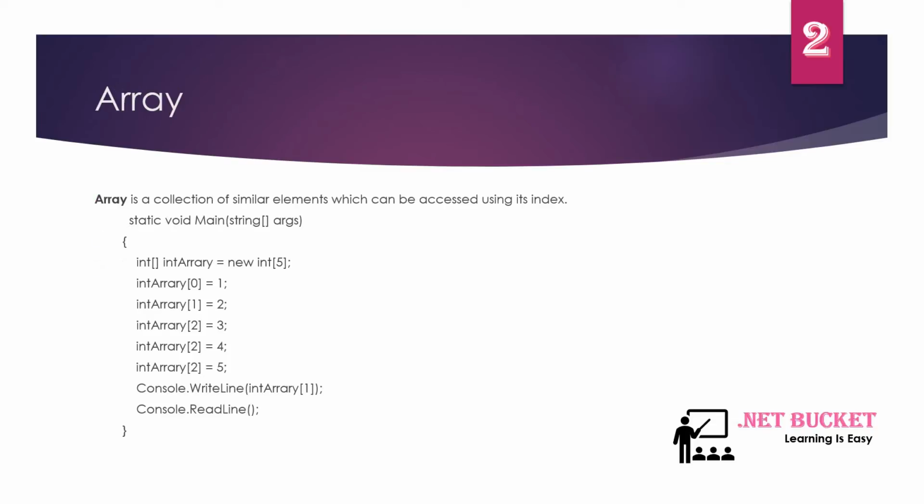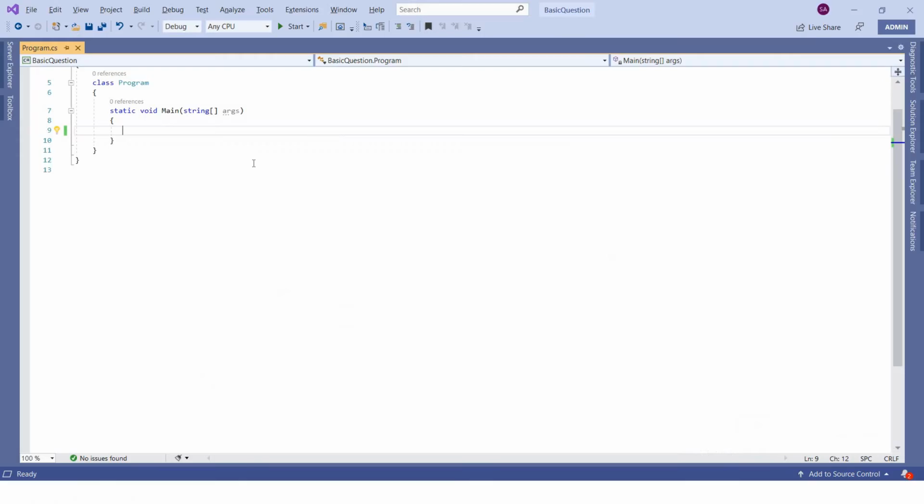So basically you can say that array is a collection of similar elements which can be accessed using its index. So I'll give one example, I guess that will just clear your doubts. So for now let's jump to code.